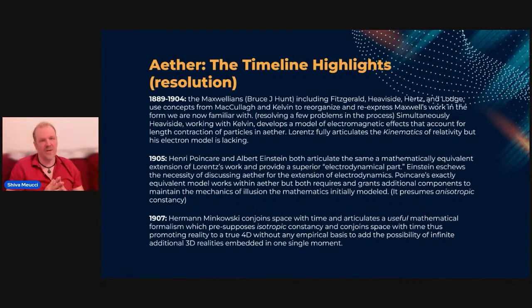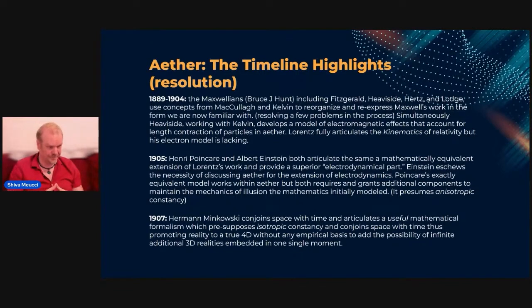But the thing is, Poincaré's exactly equivalent model is mathematically equivalent. All historians agree about this. His mathematically equivalent model works within the ether, but it both requires and grants additional components to maintain the mechanics of the illusion initially described by Lorentz, Fitzgerald, Larmor, and all of those who developed the change factor. In other words, the cause of the change factor is the motion of the ether and its effect on light. That is where the change factor comes from. That is what is a description of, and that was still required within Einstein's version.